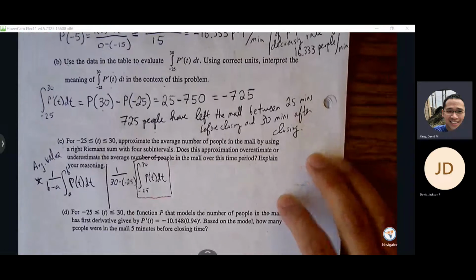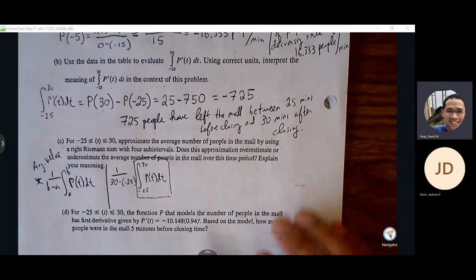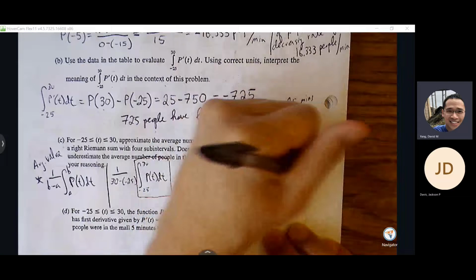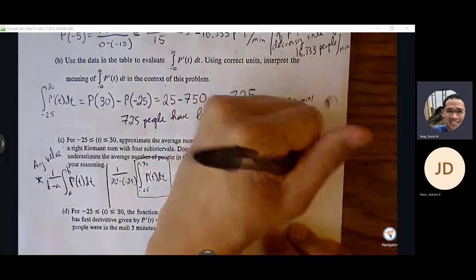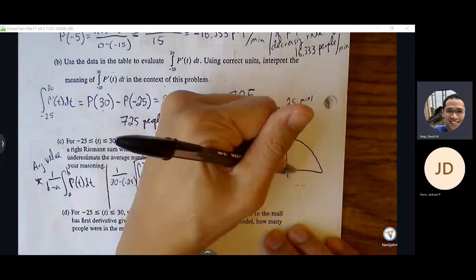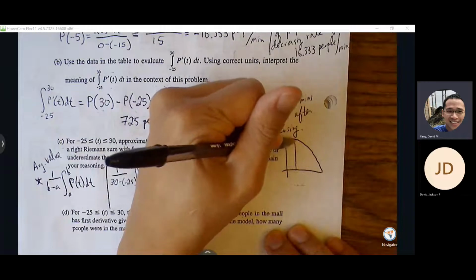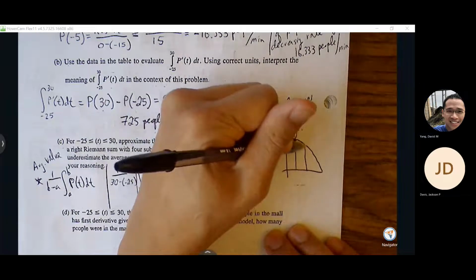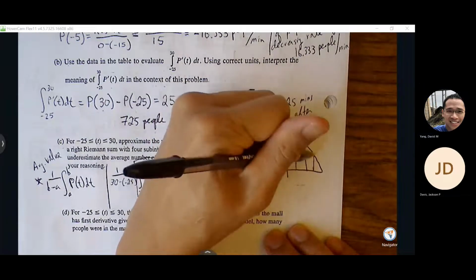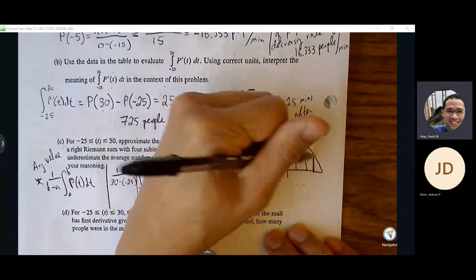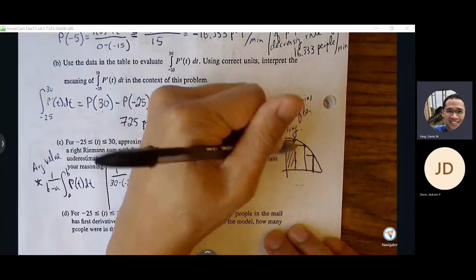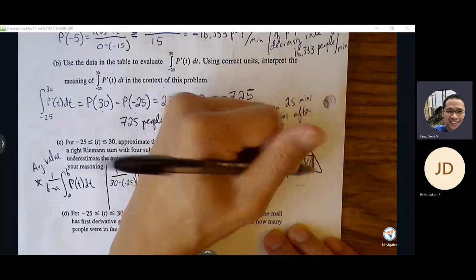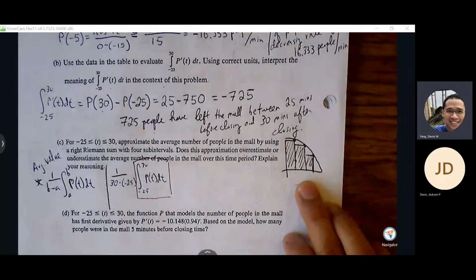And it's also asking whether it's an over or underestimation. We know our graph is strictly decreasing, so it's going to be sloping downward. And if you try any right Riemann sum, you can convince yourself that all your rectangles are going to sit nicely below the curve. It's going to be an underestimation.